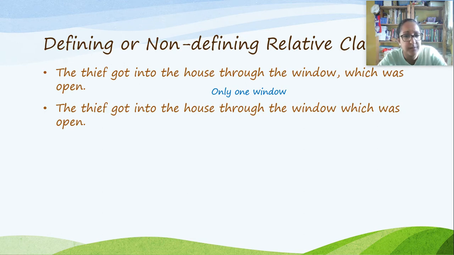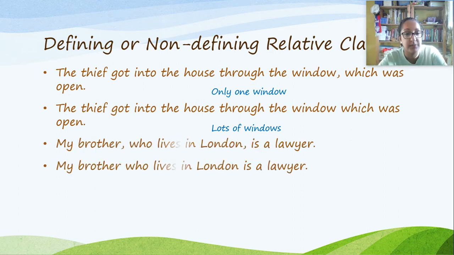Whereas the second one, the thief got into the house through the window which was open, that is defining which window. So in this case, there are lots of windows in the house, but only one of them is open. Okay, lots of windows in the house, one is open, and that is the one that the thief entered the house from. Let's take a look at another example.